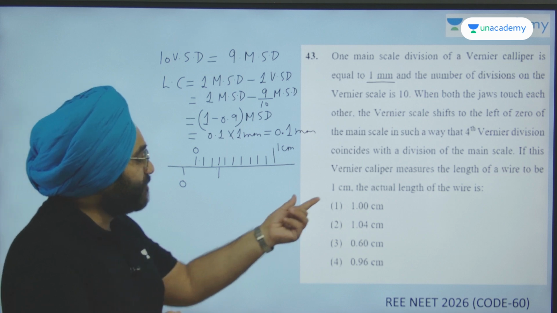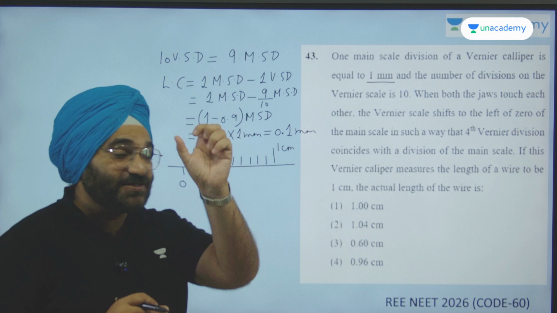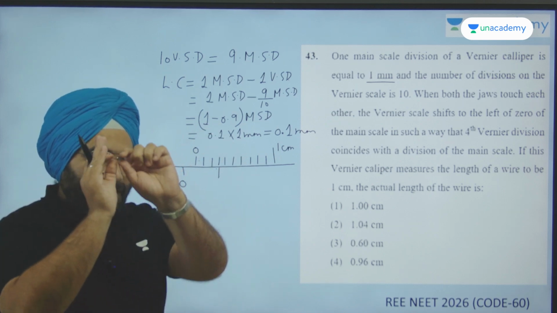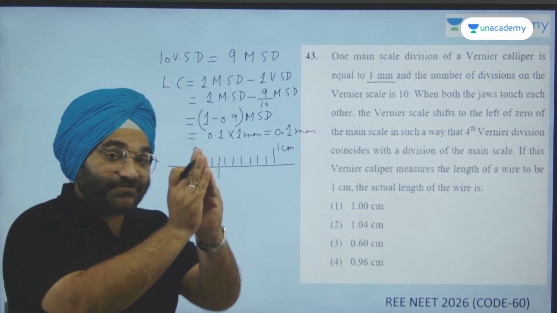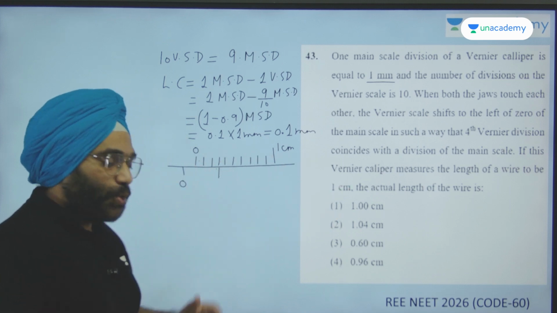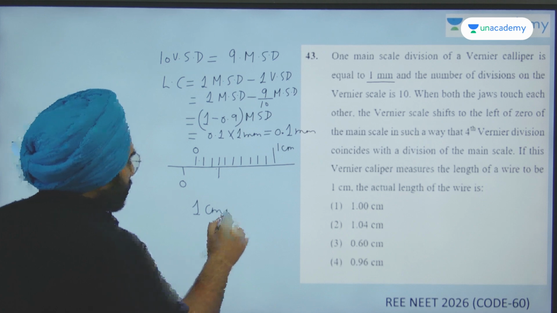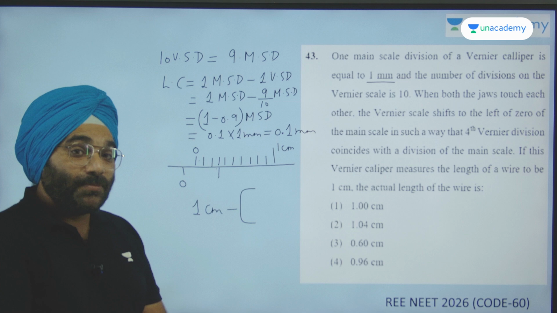Now they are saying 1 centimeter. Now 1 centimeter is the main scale reading. When you keep an object between the two jaws, and you are moving it like this, you check what? First main scale division plus 4 into coinciding division. That answer is directly given to you. How much? 1 centimeter minus error. Now we are going to discuss negative error. How much will that error be?